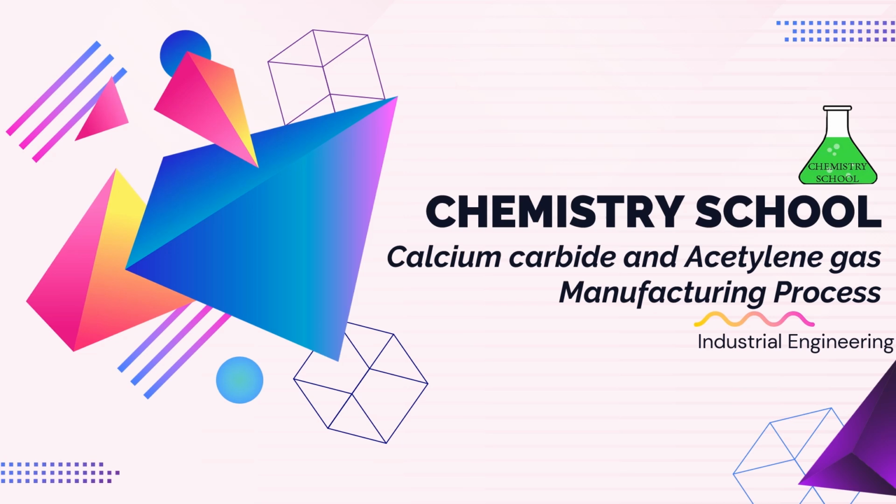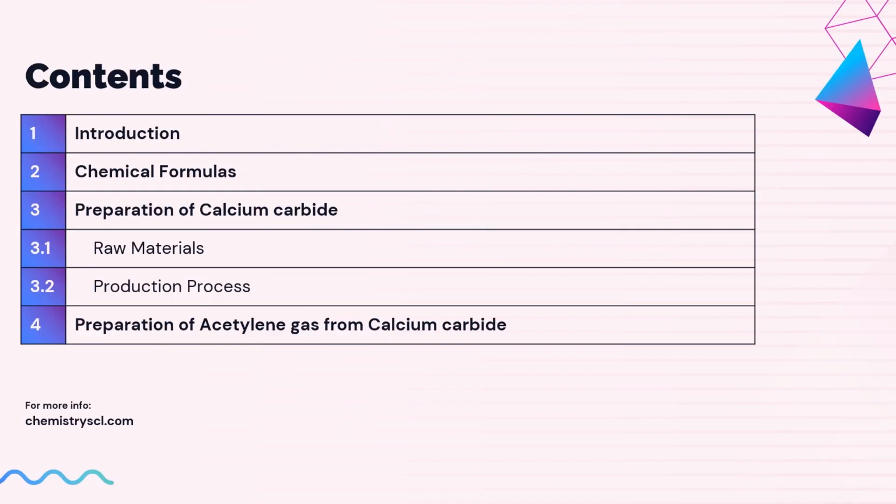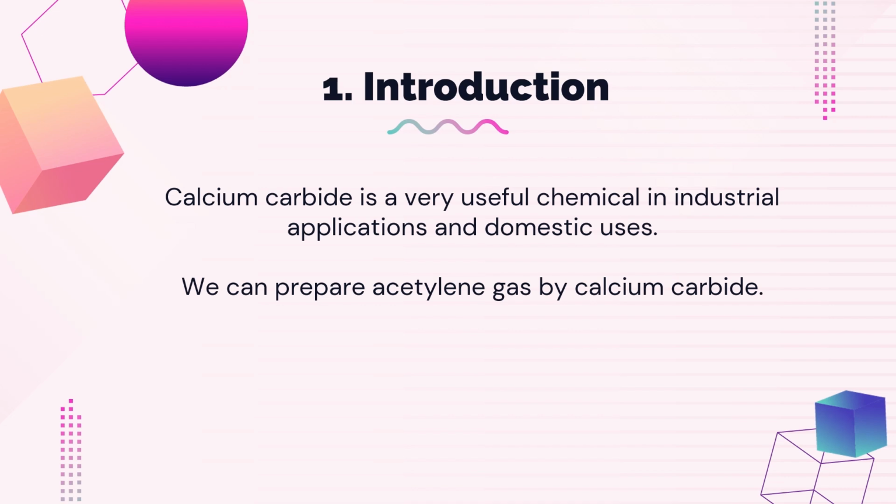Today, we're going to learn how calcium carbide and acetylene gas are made on an industrial scale. Calcium carbide is a very useful chemical in both industrial applications and domestic uses. We can make acetylene gas from calcium carbide. In this lesson, we'll talk about how calcium carbide and acetylene gas are prepared, and we'll also cover the important factors that need to be controlled during the reaction to make the process efficient. Let's get started with the video.